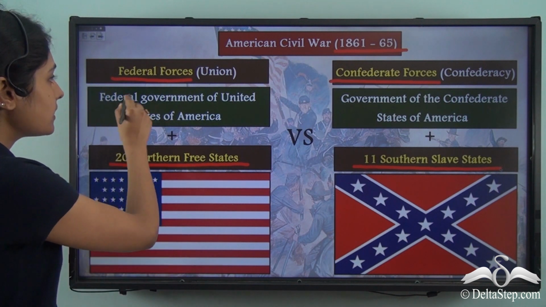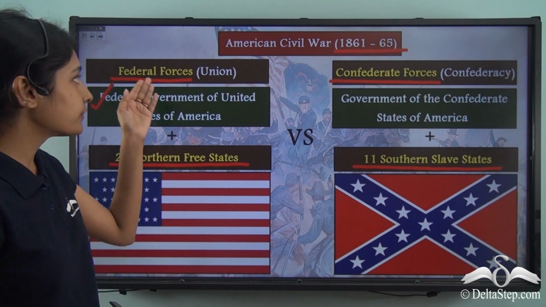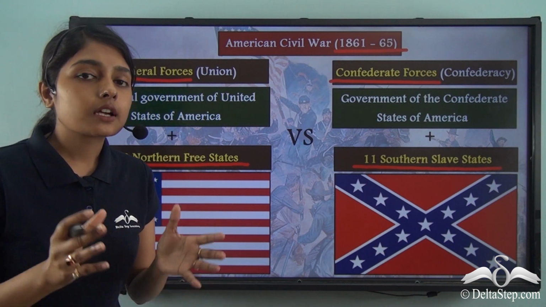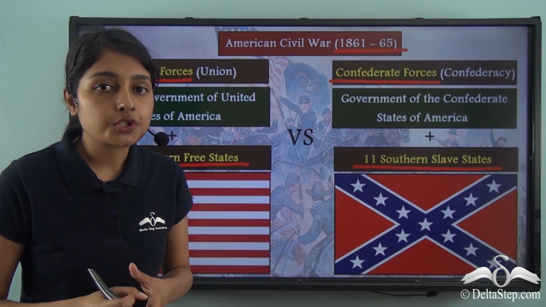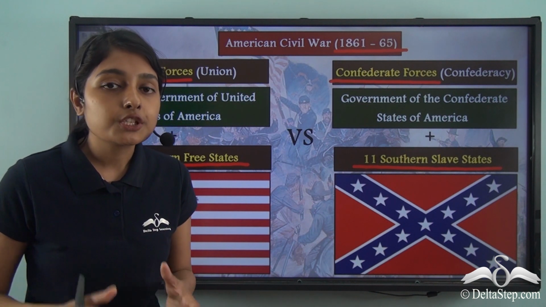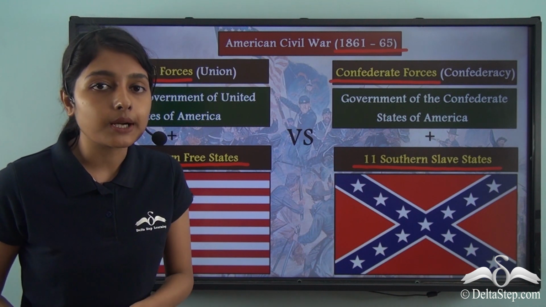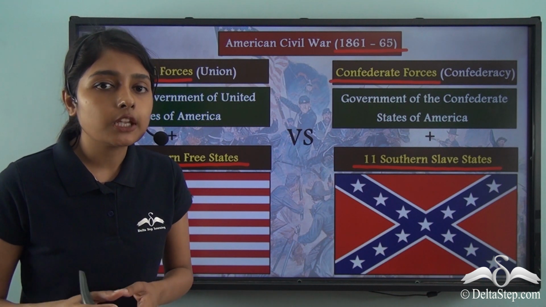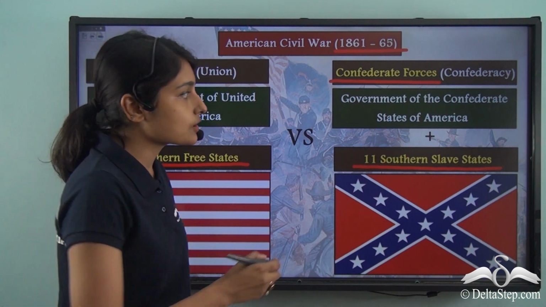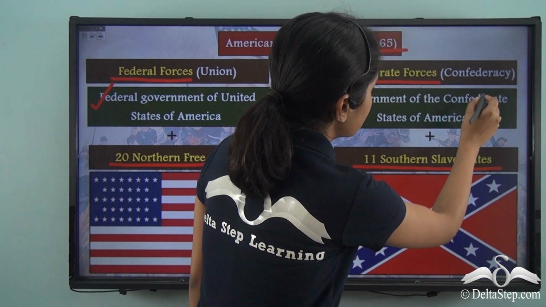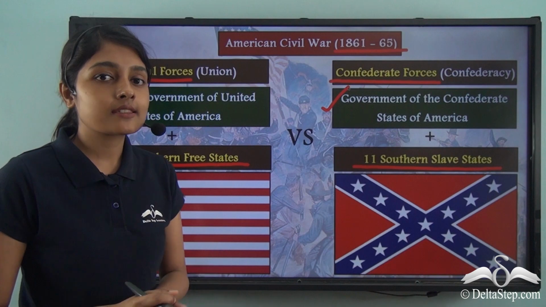Now the federal government of the United States of America was the government of the Federal forces. The Confederate forces had illegally and unconstitutionally seceded from the Union government to together make up the Confederate forces of America. It wasn't a legal body or an independent nation, despite which they went on to have the government of the Confederate States of America. So this group was fighting against this one.